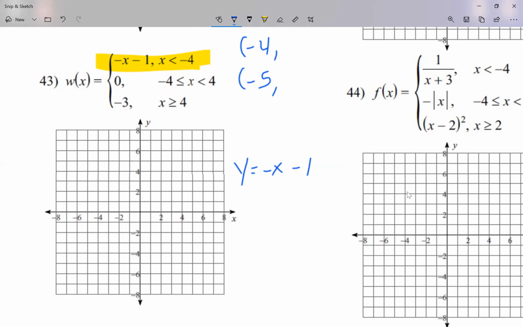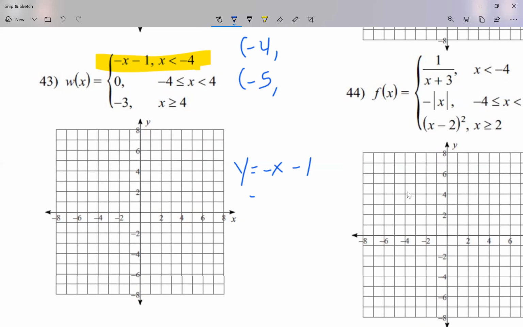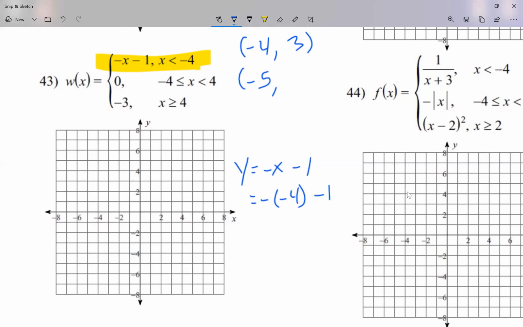If x equals negative 4, looking at my equation, I have y equals negative of negative 4 minus 1. Negative of a negative is positive. Positive 4 minus 1 gives me 3. Well, what if x equals negative 5? So I look at this as negative of negative 5 minus 1. Right, a negative of a negative is positive. Positive 5 minus 1 gives me 4.